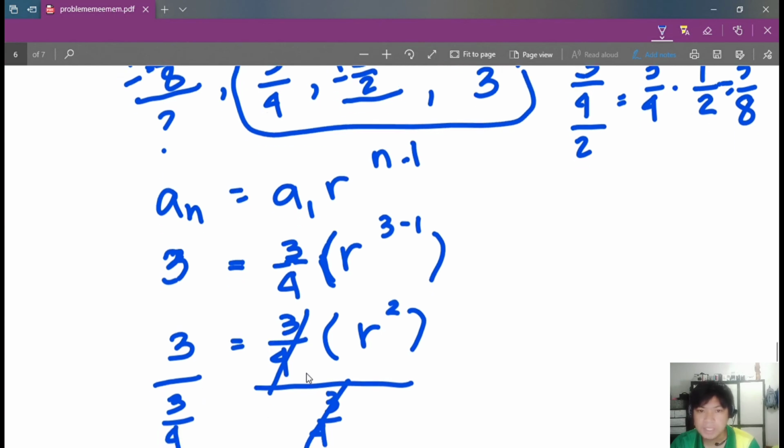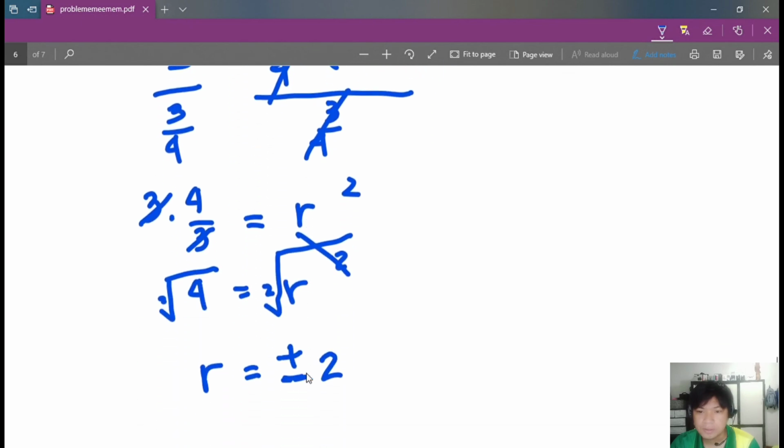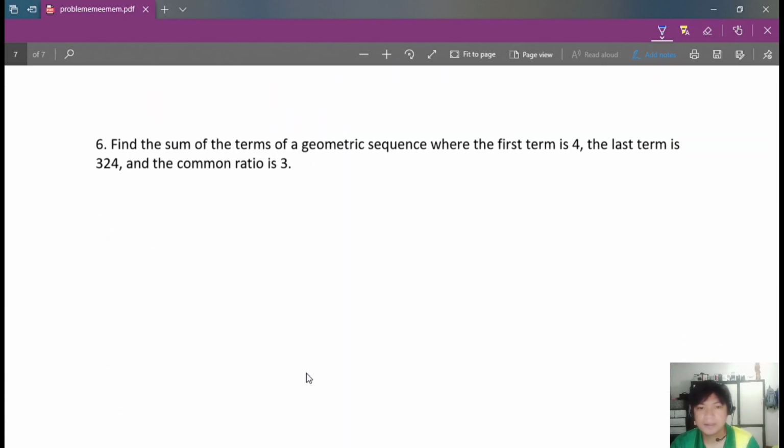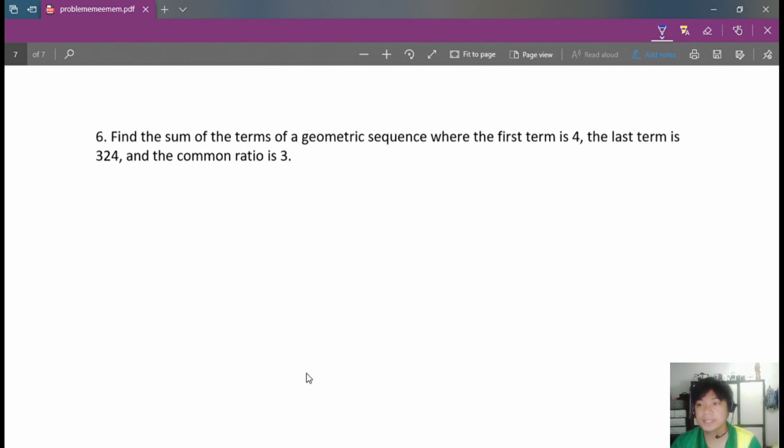Okay, let's proceed to number 6. Okay, this is the last one. This is the last problem. Find the sum of the terms of a geometric sequence where the first term is 4 and the last term is 324 and the common ratio is 3.